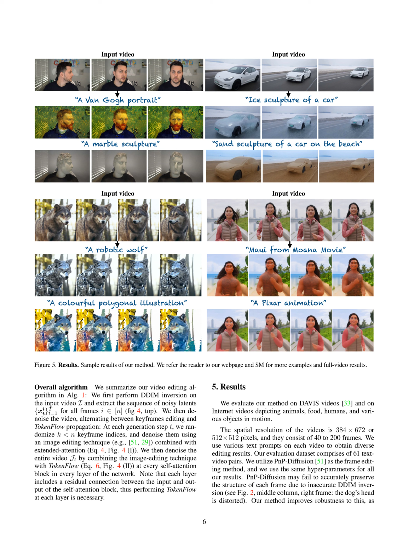However, PNP diffusion sometimes struggles to maintain the structure of each frame due to inaccuracies in DDIM inversion. For instance, in one case, a dog's head appeared distorted, see figure, middle column, right frame. Our method helps to mitigate this issue, as it uses multiple frames to generate each frame in the video.